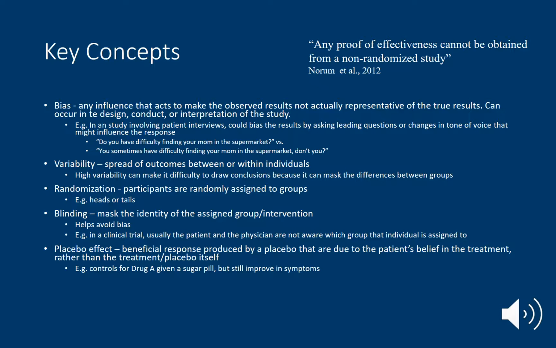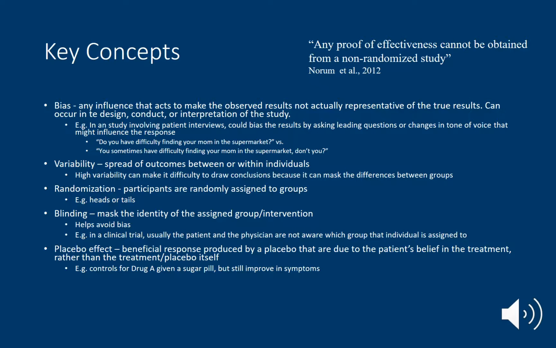When we do have two groups in our study, particularly if there is an intervention, it's important that the identity of the subjects, whether or not they're assigned to the control or the intervention, are masked. This helps us to avoid bias. And we're essentially not aware of which group the individual is assigned to.